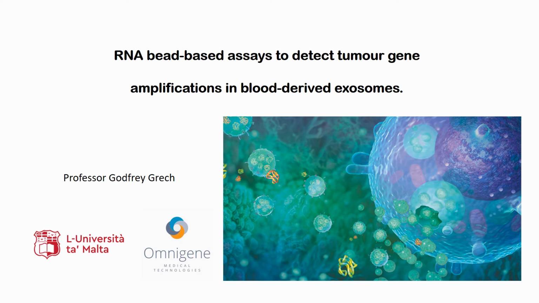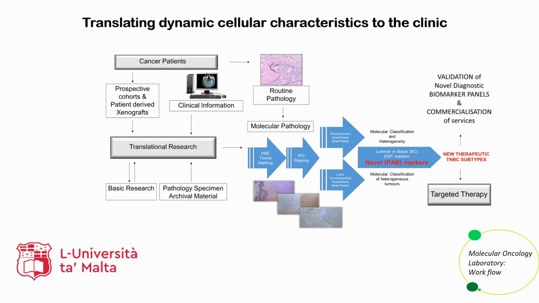Today I will be taking you through the path from basic research in cell biology, where we actually measure and study specific mechanisms of disease in oncology, and moving towards detection of these characteristics in blood using blood-derived exosomes, extracellular vesicles that are being shed by cells.